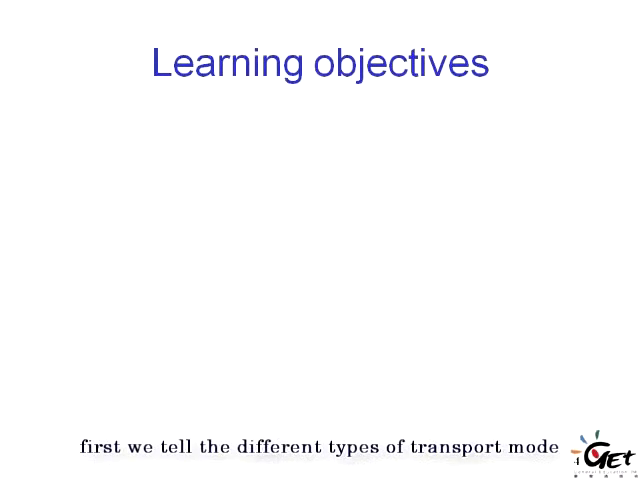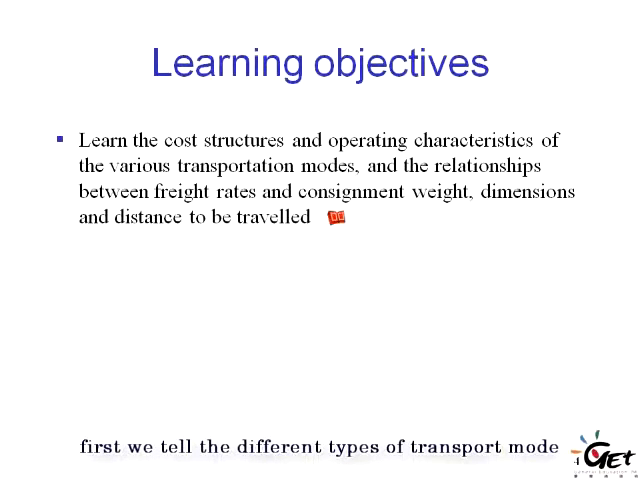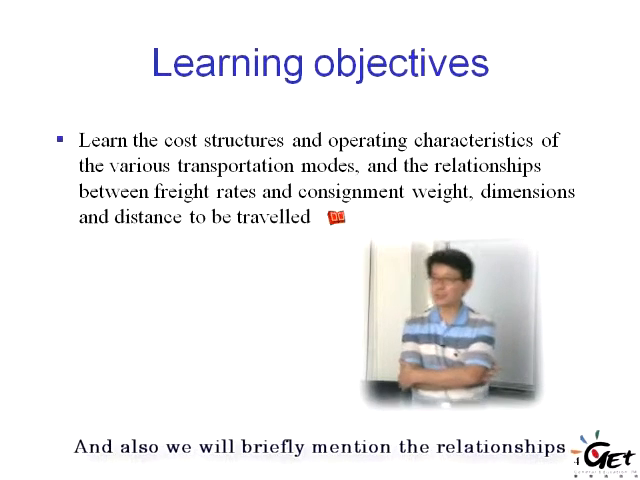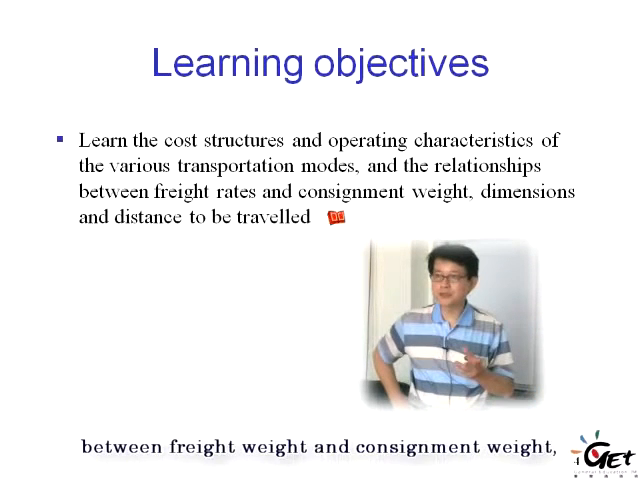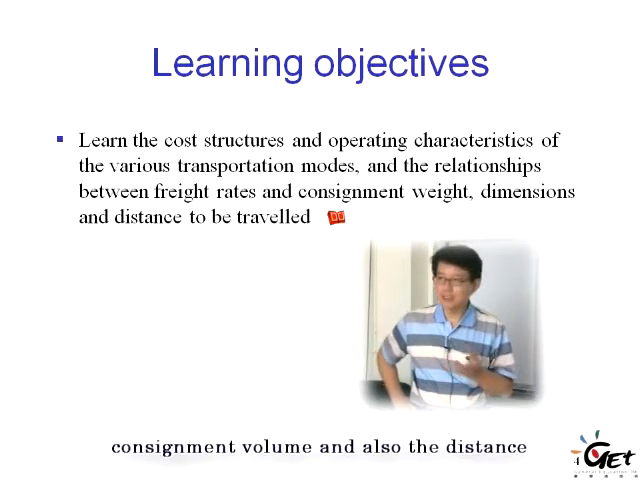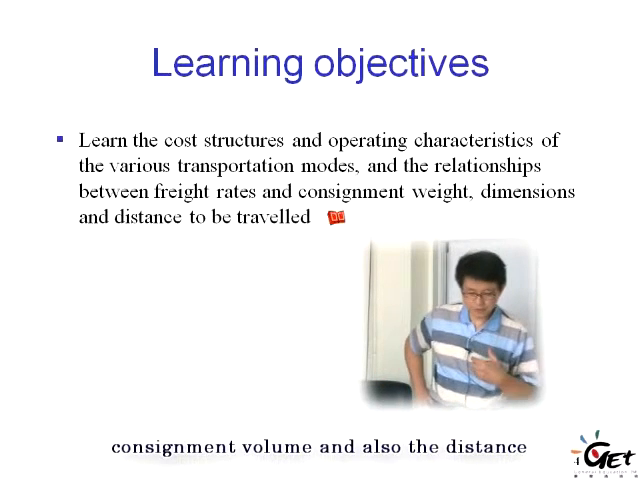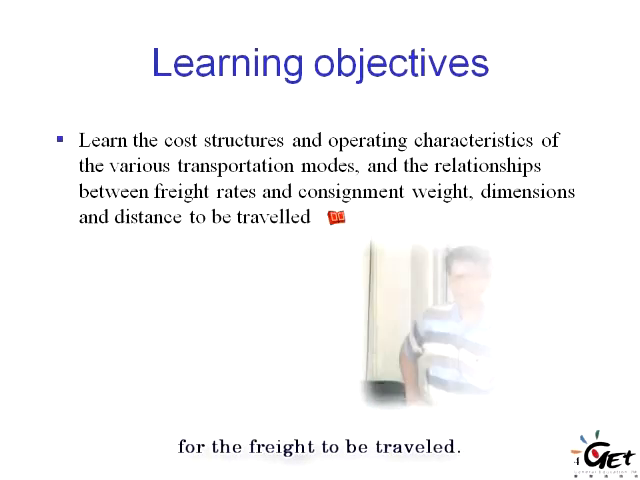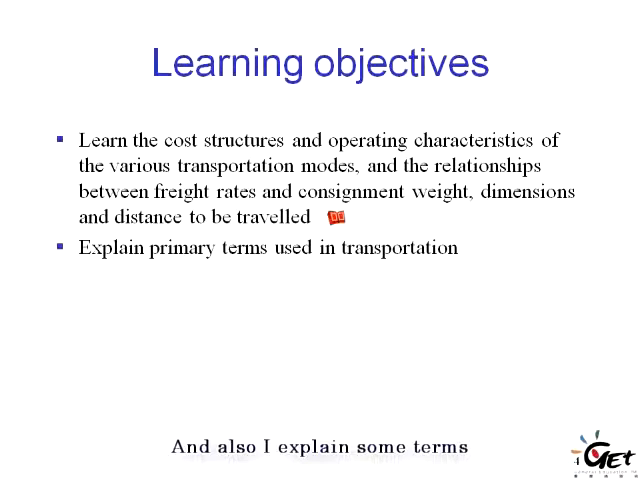And in this unit, first, we will tell you the different types of transport modes that can be used in a supply chain. And we try to compare their cost structures and their characteristics. And also, we will briefly mention the relationships between freight rates and consignment weight, consignment volume, and also the distance for the freight to be traveled. And also explain some terms used in the transportation area.